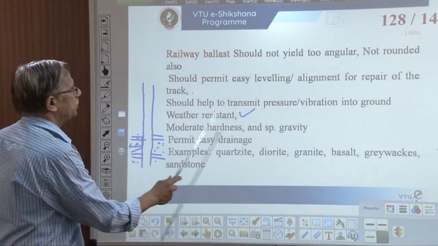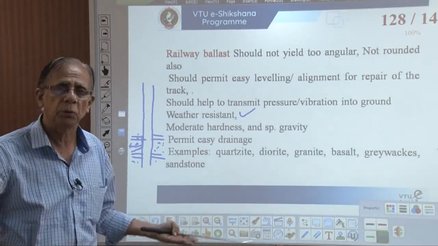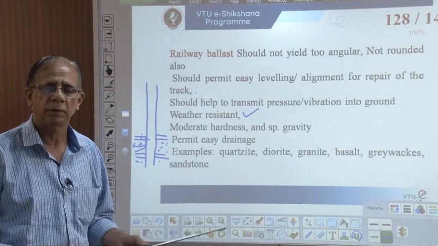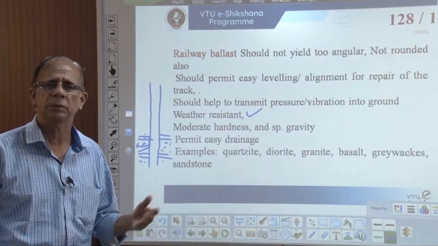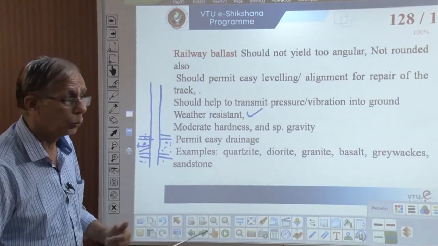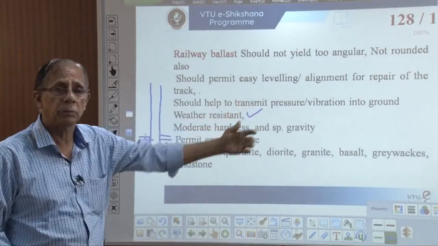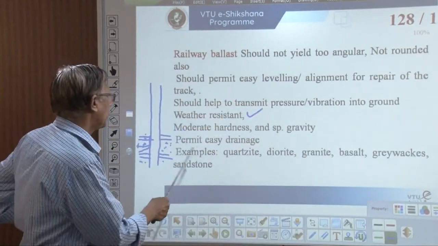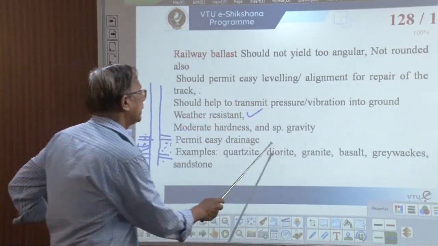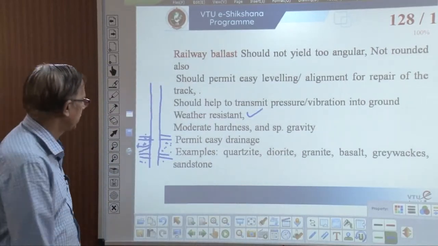Moderate hardness and specific gravity. If too hard, how much quantity of rocks we require to use there, that is one problem. Hardness otherwise has nothing to do with it, but we require a huge quantity of rocks. Breaking and quarrying them is a problem. If we have a moderate hardness, then it's good. Again, specific gravity is also moderate, easy to handle.